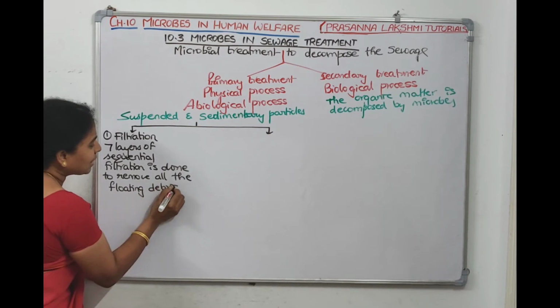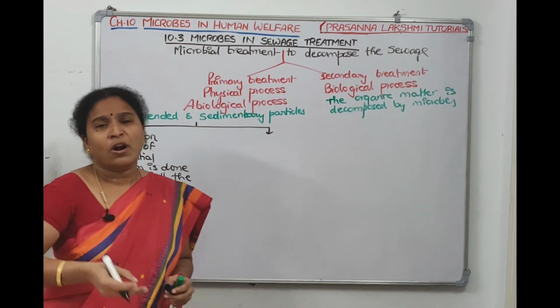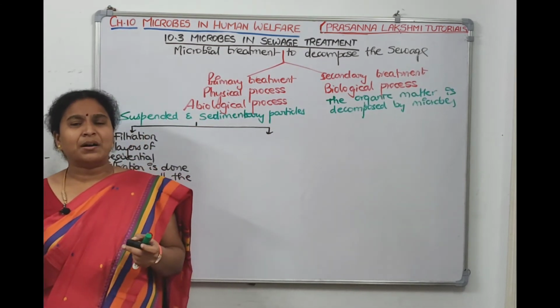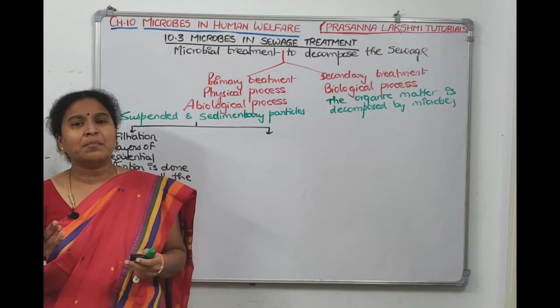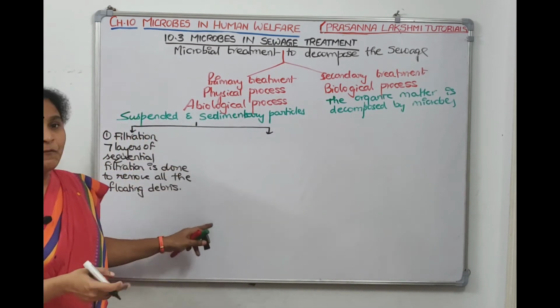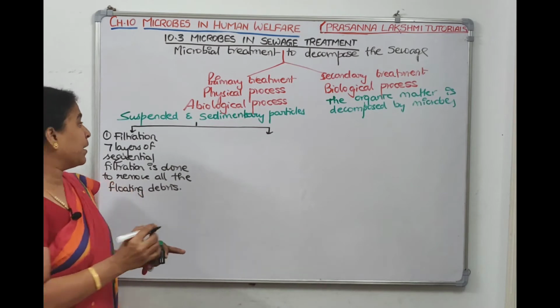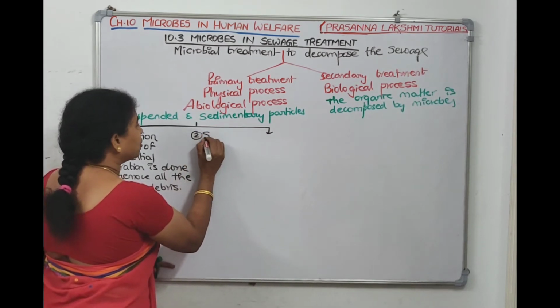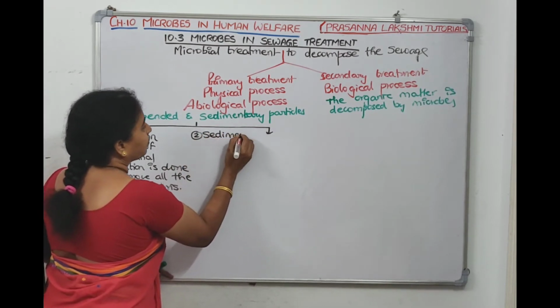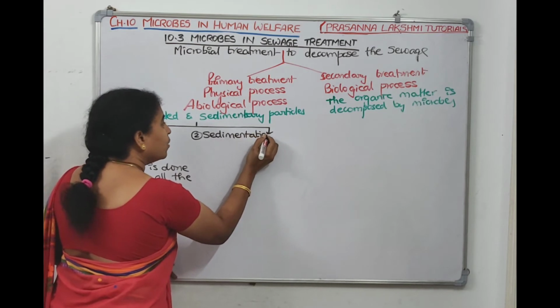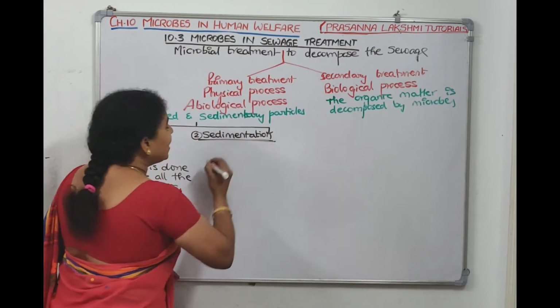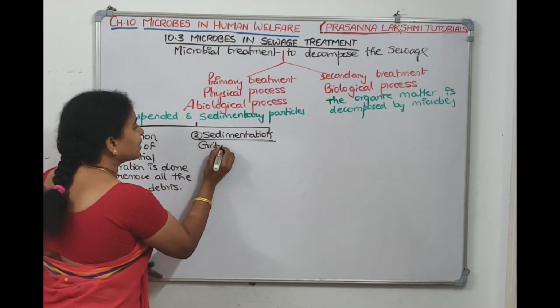Which type of floating debris do we expect in the sewage? Water bottles, waste bottles, paper, all that waste, floating debris will be removed by the filtration step. Now the second step is called sedimentation. Now what do we do in sedimentation? In sedimentation, grit is removed.